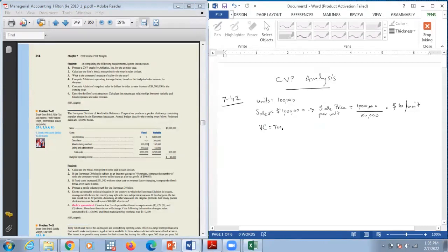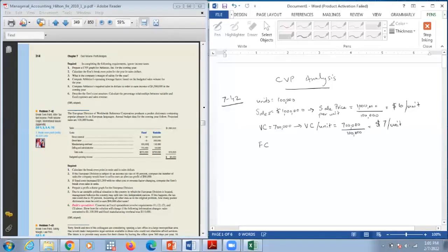Begin with our variable cost. And the sum of our 100 plus 150 plus 50, that makes 700. And because this is our total, we want to be able to calculate the variable cost per unit. So that will be $700,000 divided by 100,000 units. This will give us a variable cost of $7 per unit.